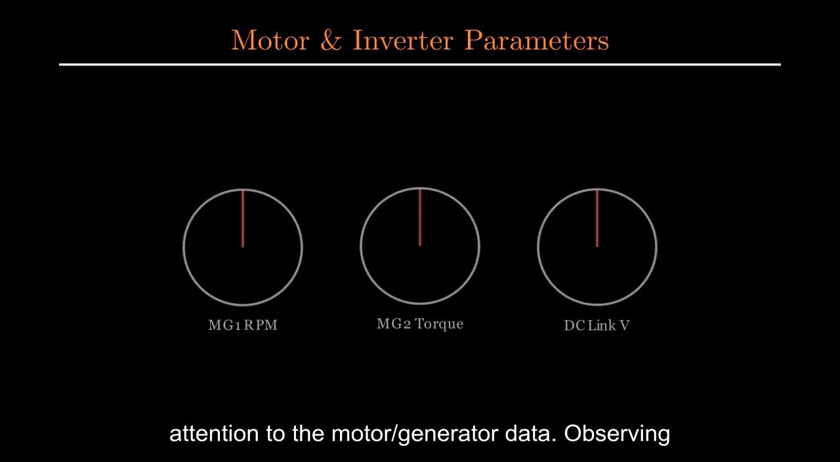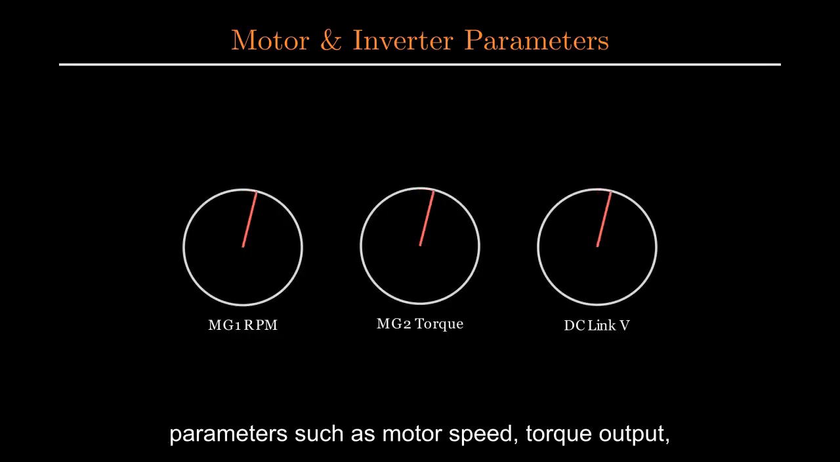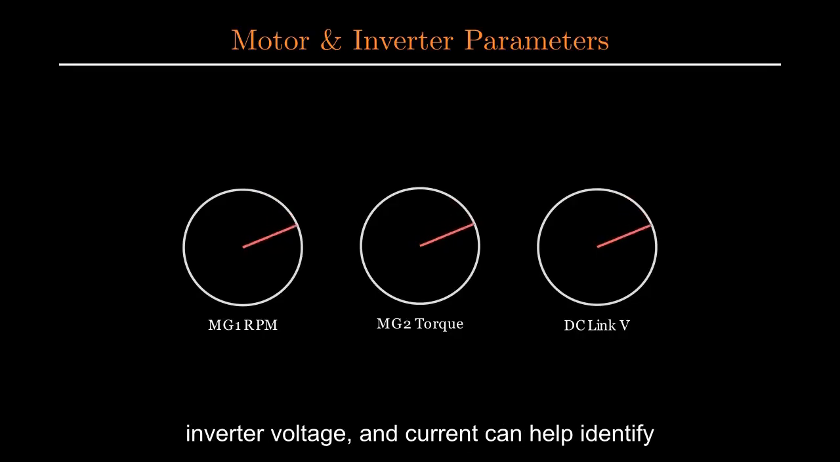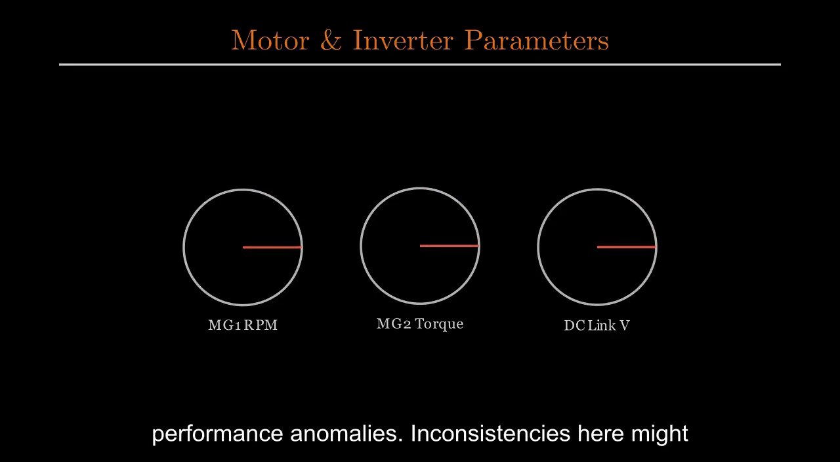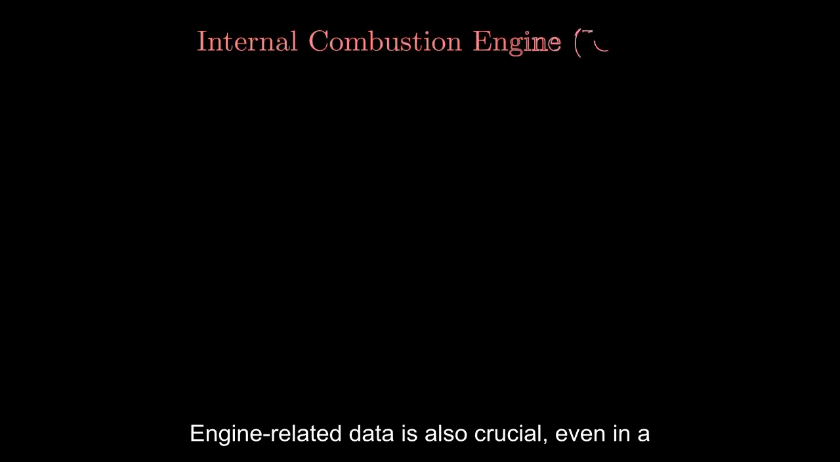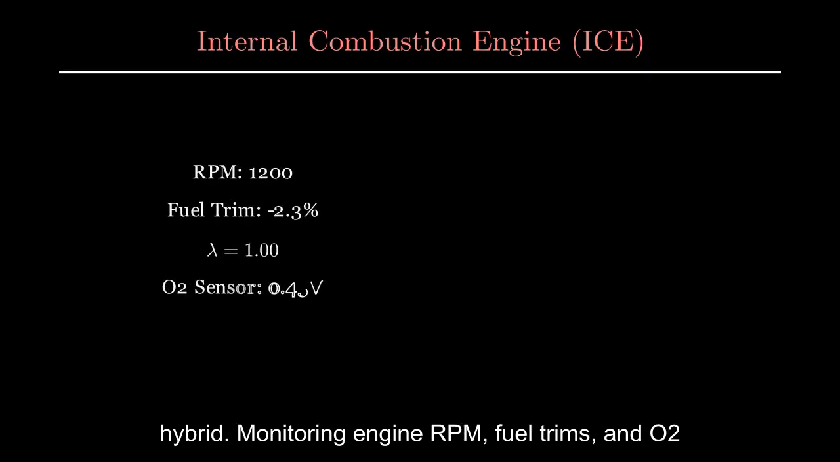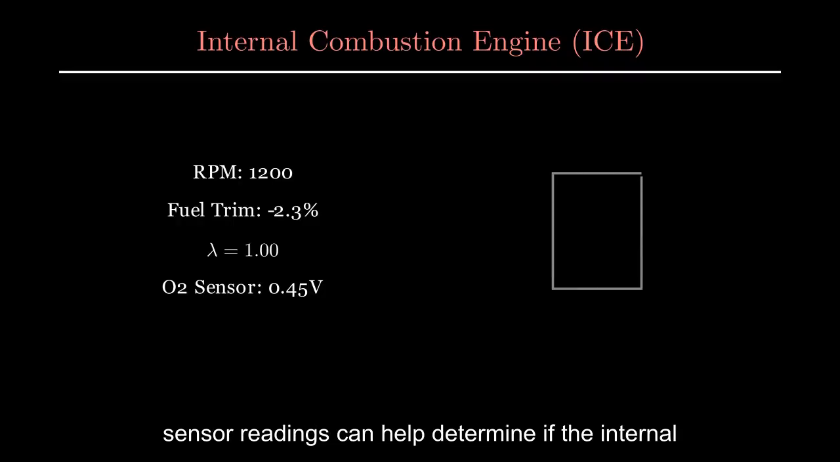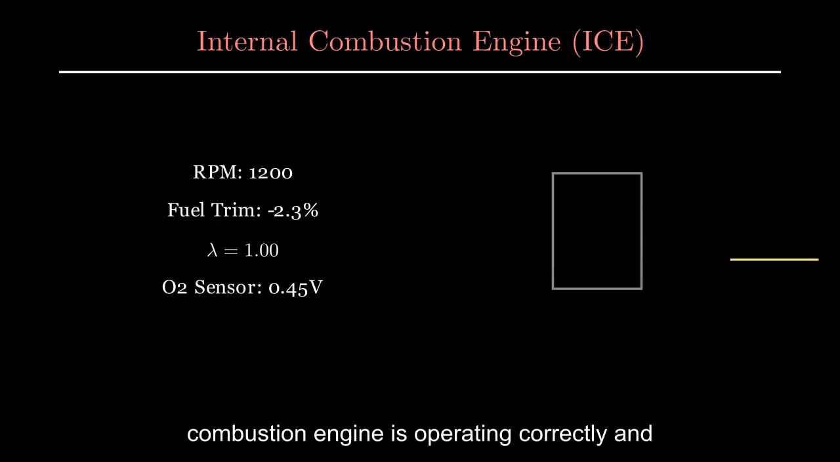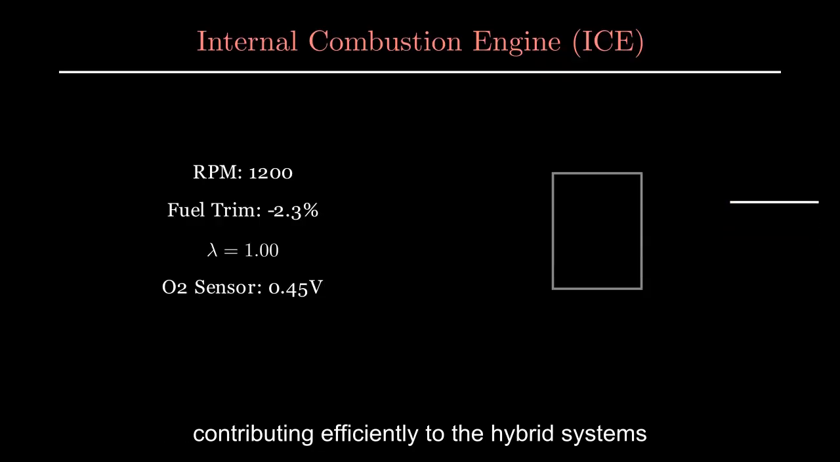Pay close attention to the motor/generator data. Observing parameters such as motor speed, torque output, inverter voltage, and current can help identify performance anomalies. Inconsistencies here might correlate with drivability complaints or DTCs. Engine-related data is also crucial, even in a hybrid. Monitoring engine RPM, fuel trims, and O2 sensor readings can help determine if the internal combustion engine is operating correctly and contributing efficiently to the hybrid system's overall performance.